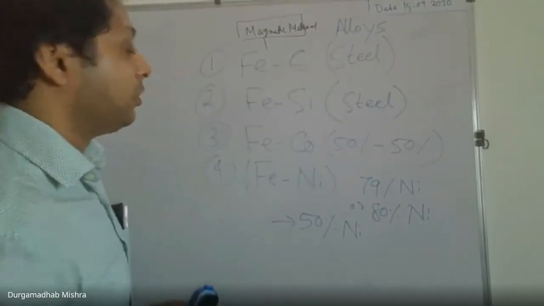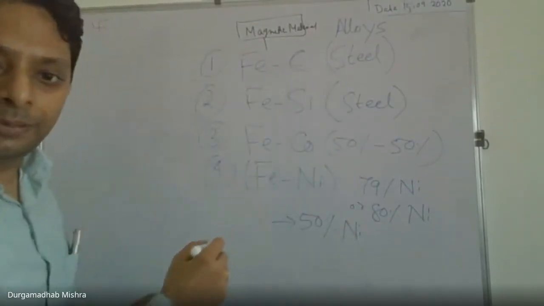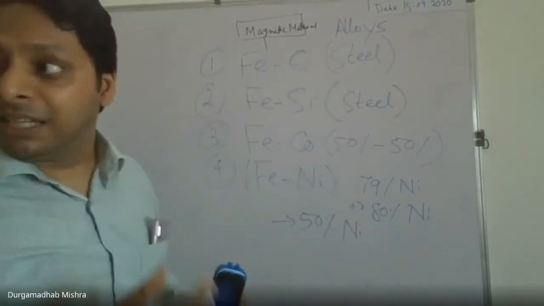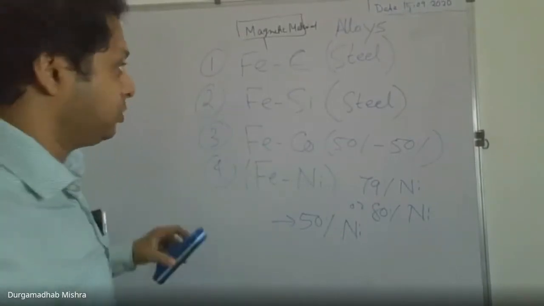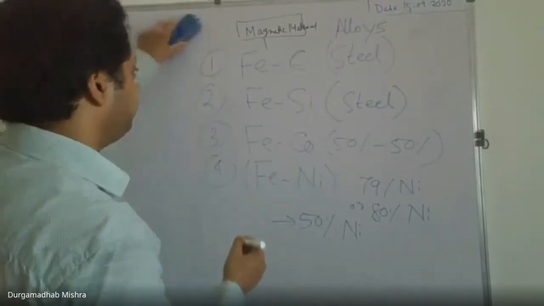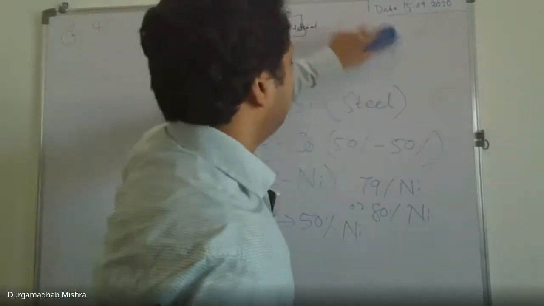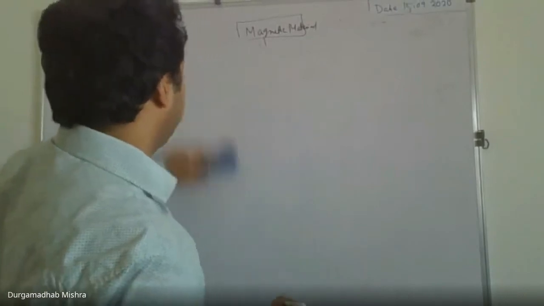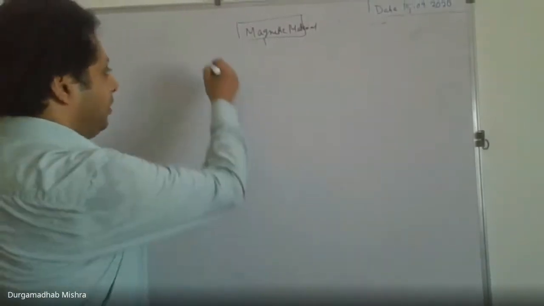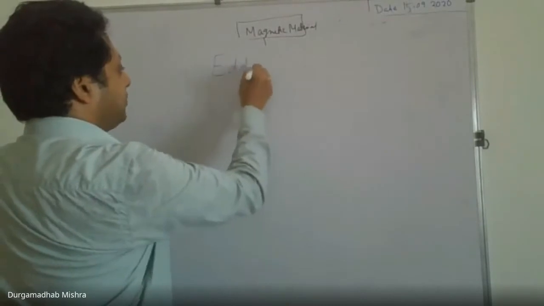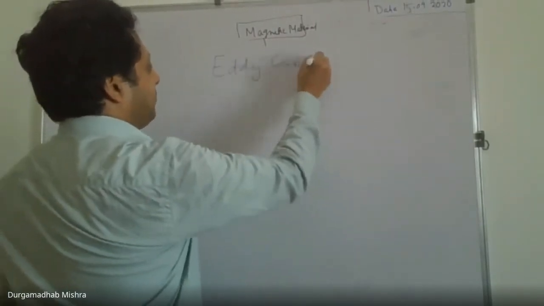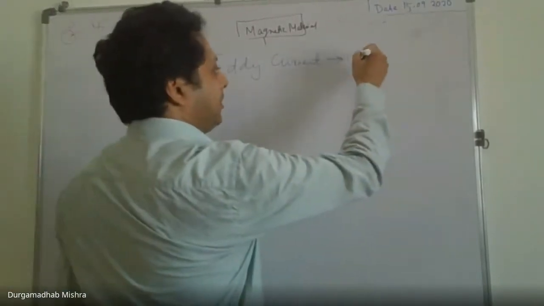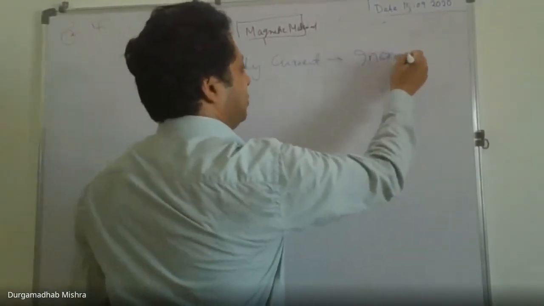Yeah, and all these show some kind of metallic behavior. Okay. So there is another kind. As I said, how can you reduce the eddy current? You can reduce the eddy current by increasing the resistivity.